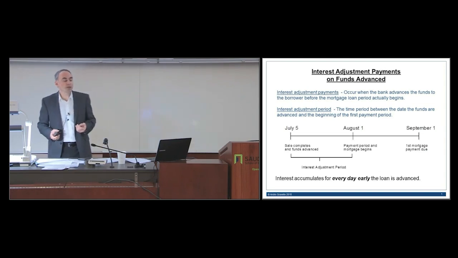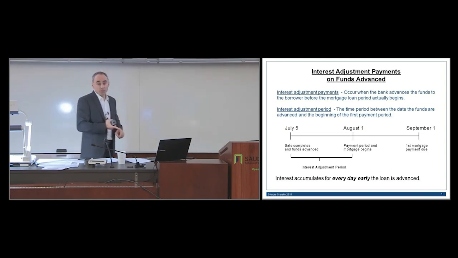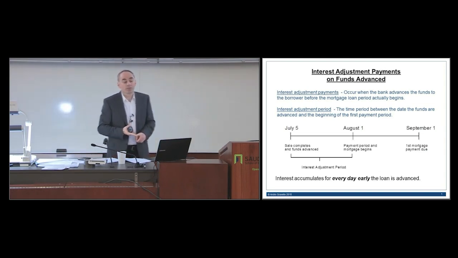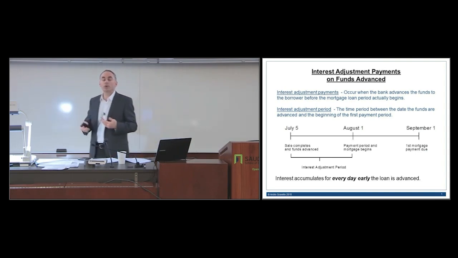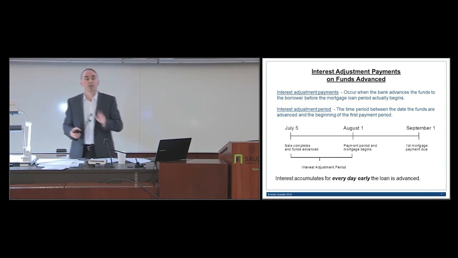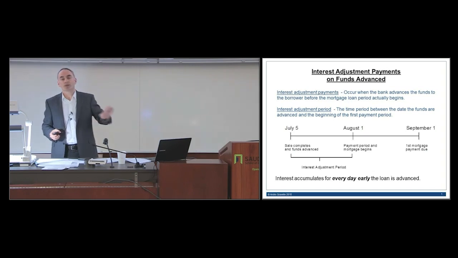So all you really need to know is, what is an interest adjustment payment, when does it occur, and a little bit about how that amount would be calculated, and that's it. We don't need to do any examples of interest adjustment payments. We could, they're just present value and future value calculations, but we don't need to do any. So just understanding what it is generally is sufficient.